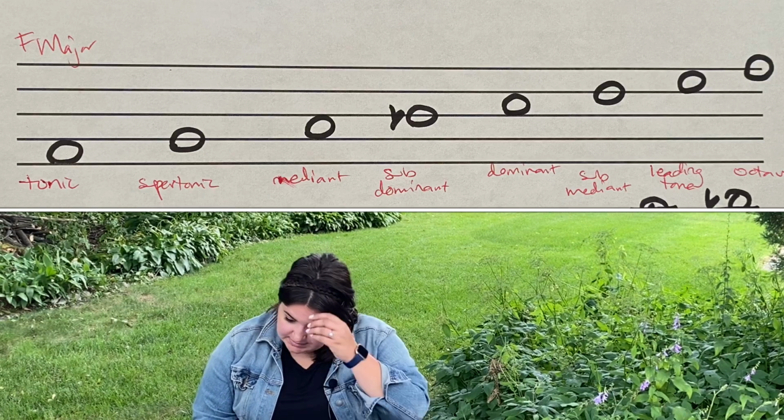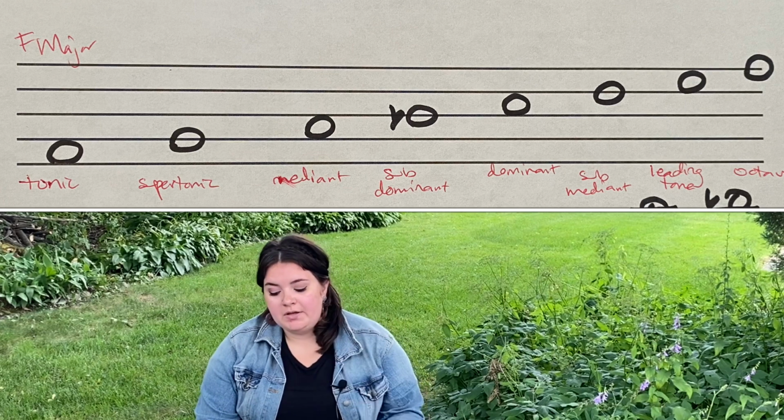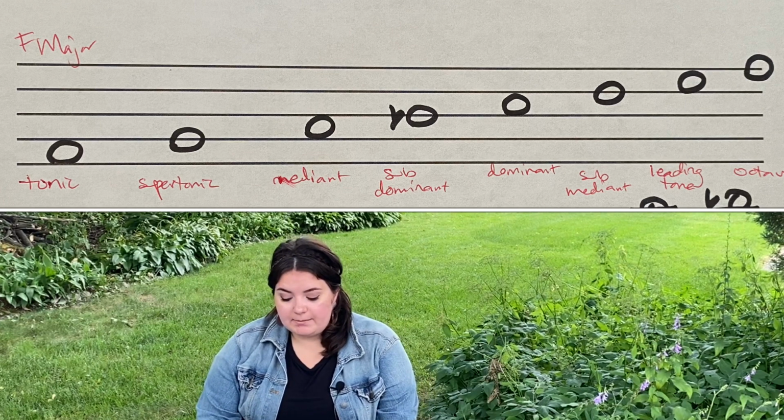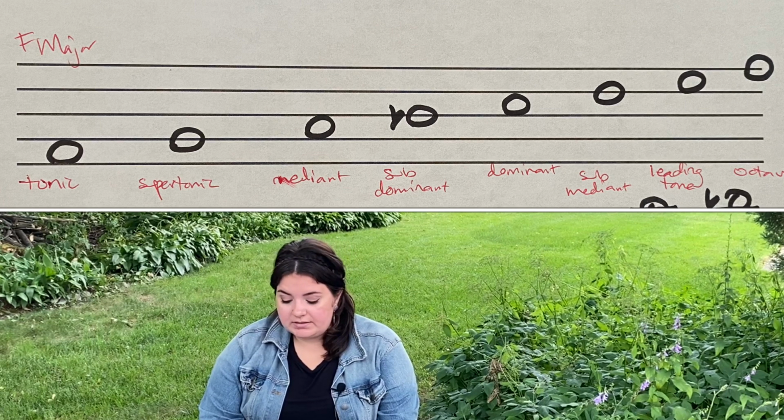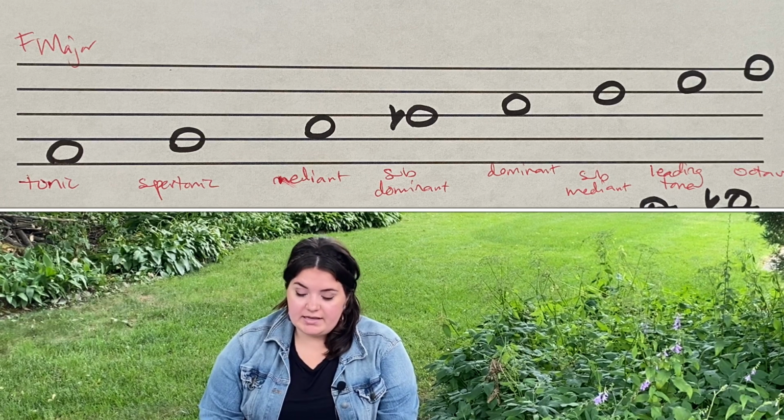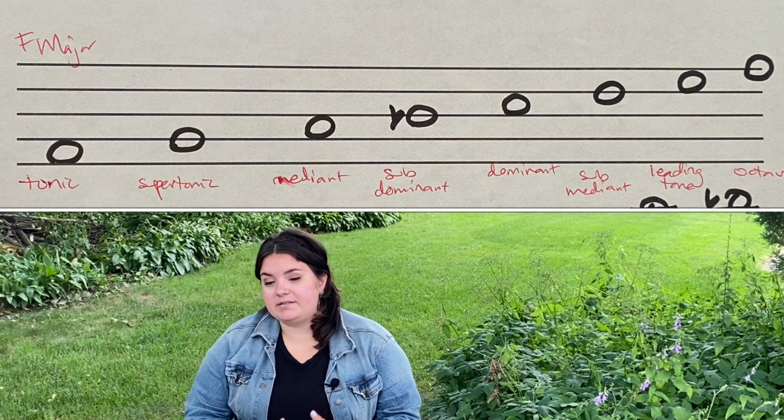The scale degrees: F is the tonic, G is the supertonic, A is the mediant, B flat is the subdominant, C is the dominant, D is the submediant, and E is the leading tone, as F is the octave of the scale.